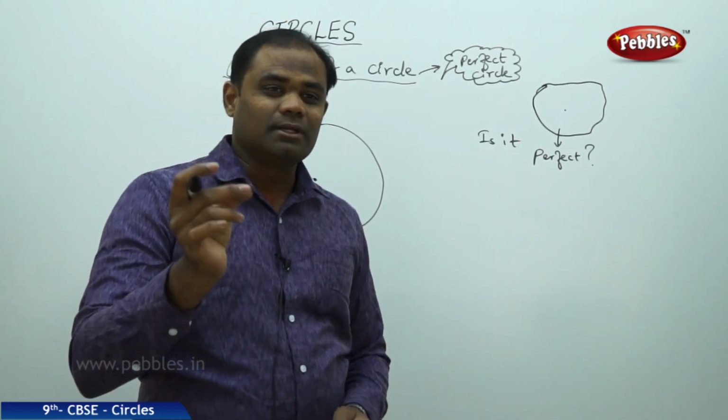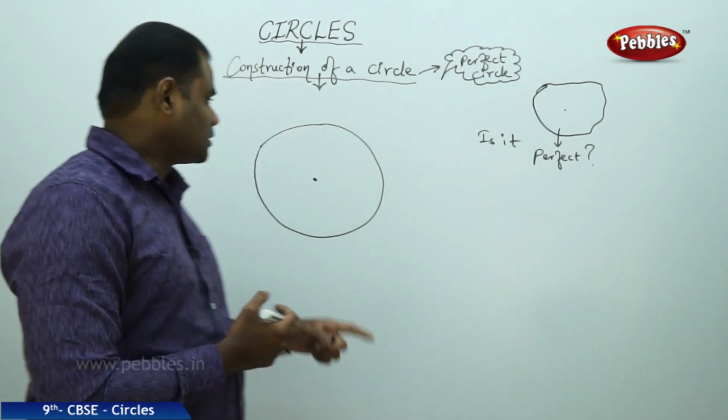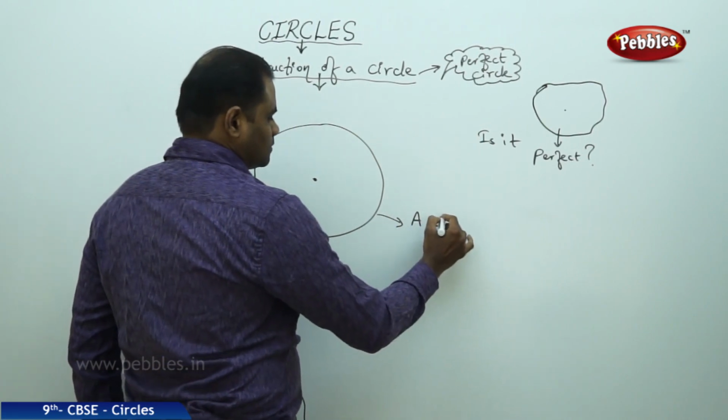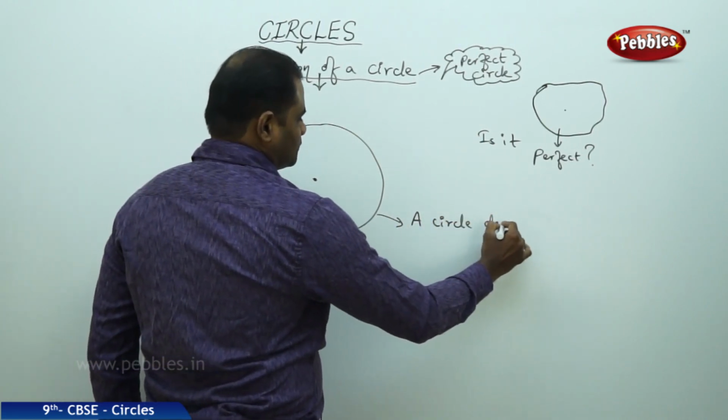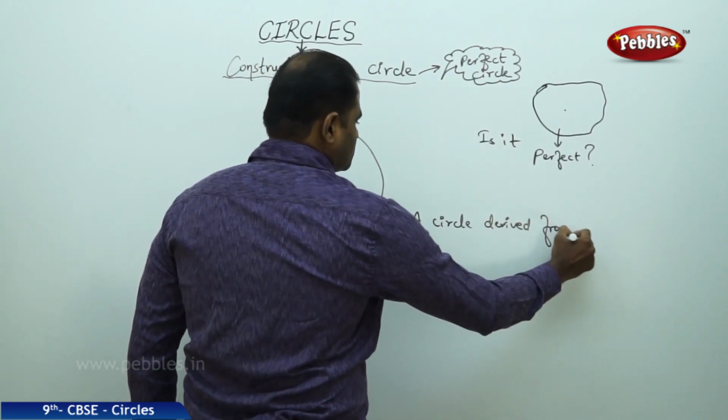A perfect circle is obtained by using the compass. So here the compass gives me a circle derived from a compass.